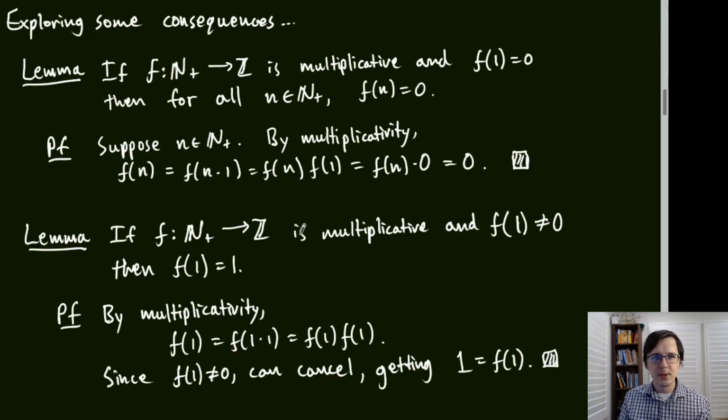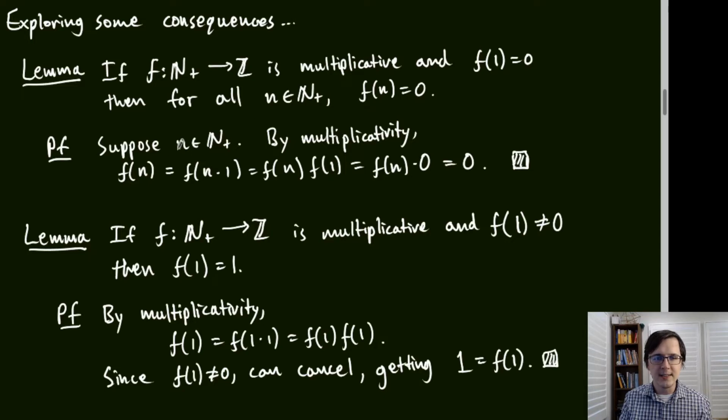So let's first explore some consequences of this definition to get a better handle on what it can do for us and why we care. So first, the most basic thing, what's f of 1? So let's say we had a multiplicative function and f of 1 is 0, then it turns out the function is just 0 for all n. So let's see how we can prove that. We're supposing that f is multiplicative and f of 1 is 0. Then suppose n is in the positive naturals. We're going to show that f of n is 0.